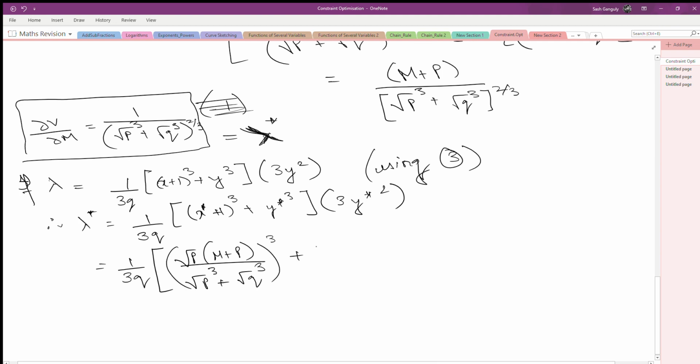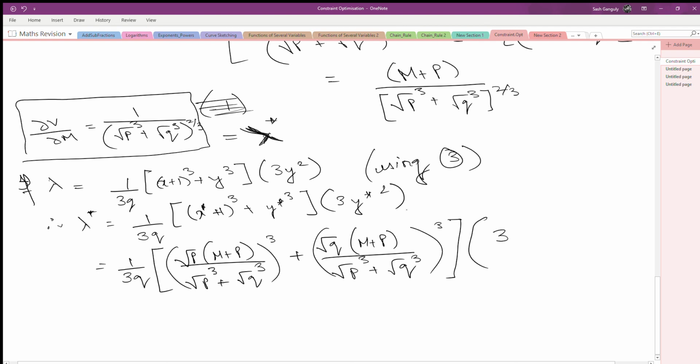And y I believe was root q. Root q times m plus p upon root p cube plus root q cube. And the entire thing is, okay, and we multiply that by 3 y star square. So y star again would be root q m plus p upon root p cube plus root q cube.